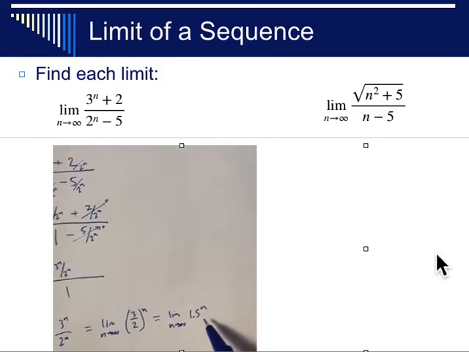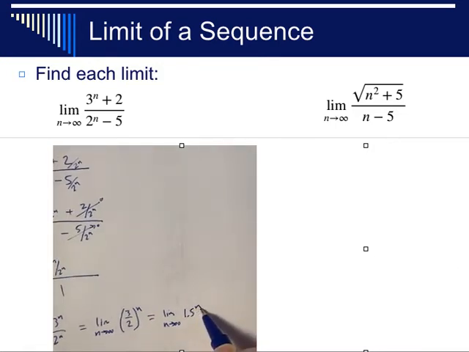And I can see here, if I plug in bigger and bigger numbers here, I'm just going to continue to get bigger and bigger numbers. This is just an exponential function that's going to grow and grow and grow and grow. And so this particular limit does not have a limit. It does not exist. It's undefined.